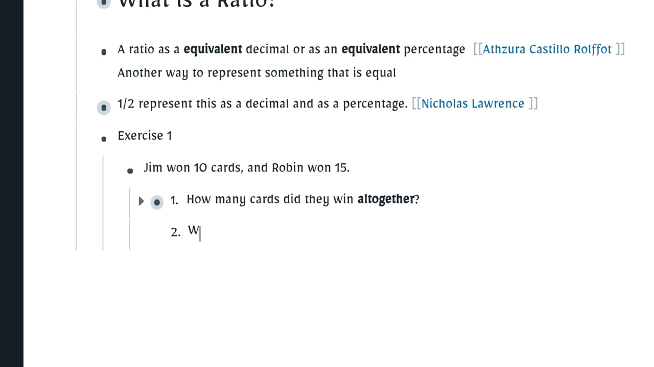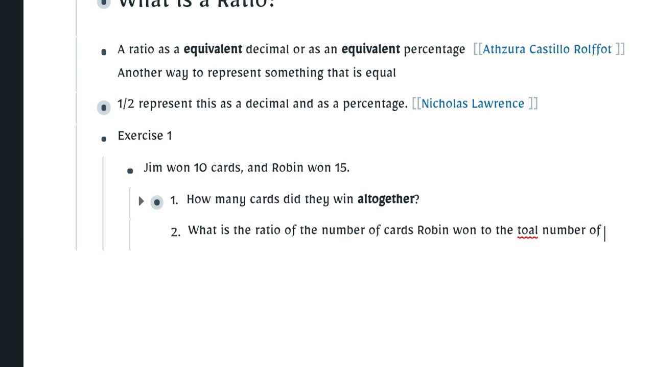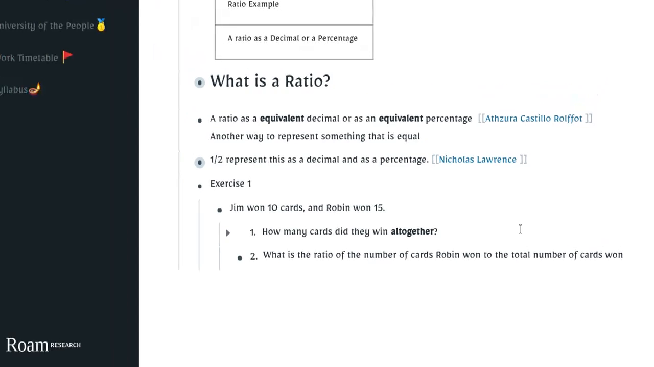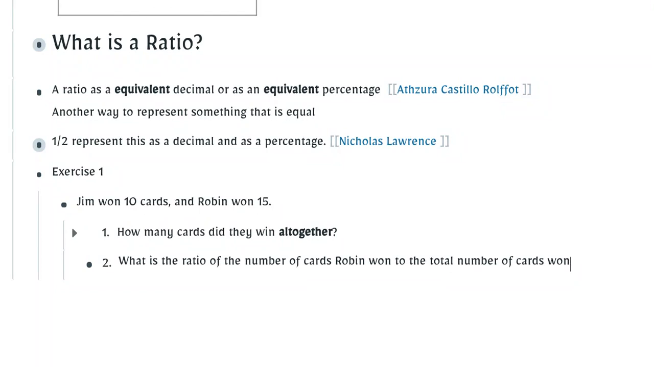All right. What is the ratio of the number of cards Robin won to the total number of cards won? This is an interesting question. I'd like to see which person can think critically and tell me what the answer would be. Let's see who's raising their hands. Raise your hands. 3, 2, 1. All right, I don't see any raised hands.